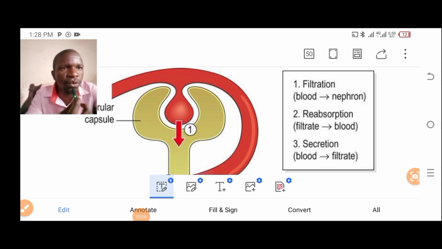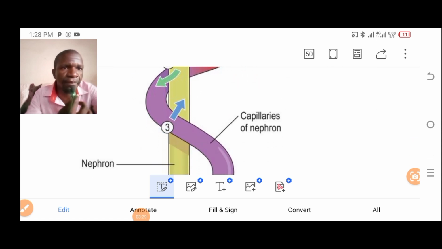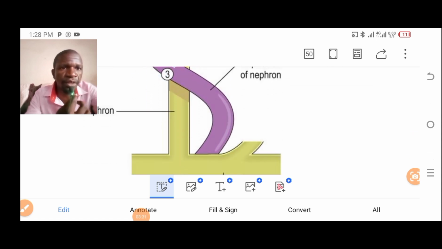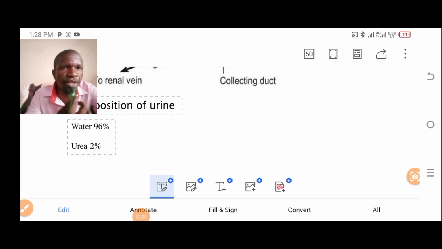So these are the three stages where, obviously, it is the blood which is being filtered, right? Filtration occurs from the blood to the nephron, right? Two, there's reabsorption. That is the filtrate to blood. Then there is secretion, blood to filtrate. So this is the summary. Capillaries of the nephron, the collecting duct, the renal vein.